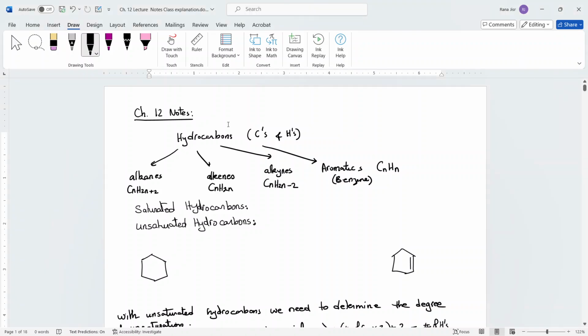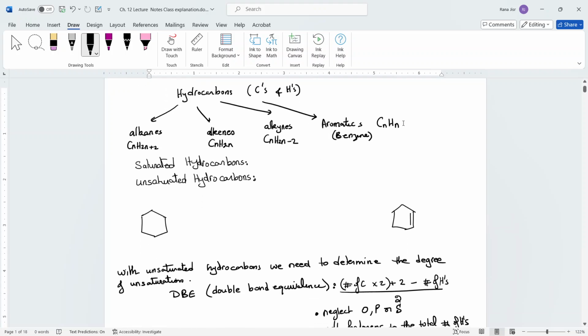In this chapter, we'll talk about hydrocarbons. Hydrocarbons are compounds that contain carbons and hydrogens. They don't have any other functional group with them. It's just carbons and hydrogens. And these are four types: alkanes, alkenes, alkynes, and we're going to add also aromatics in there with a general formula of CnH2n.